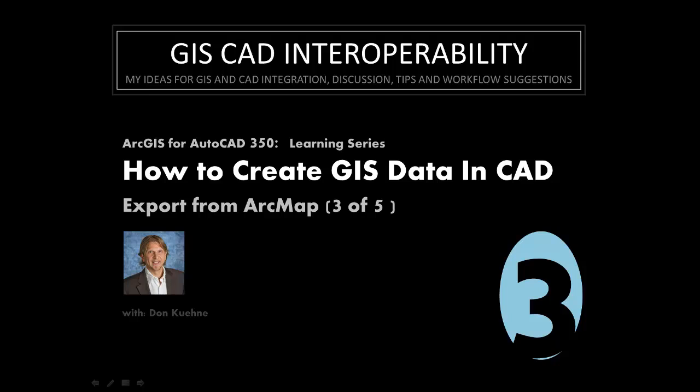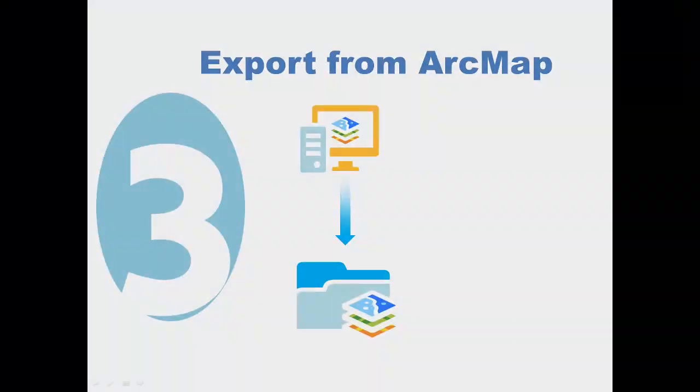Welcome to this third in a series of five sessions where I'm showing different ways to get ArcGIS data inside AutoCAD files. In the previous session, I demonstrated the ability of ArcGIS for AutoCAD to use ArcGIS for Server web feature services to access some of this data. In this session, I will highlight the tools of ArcGIS Desktop to push ArcGIS data into AutoCAD files directly.